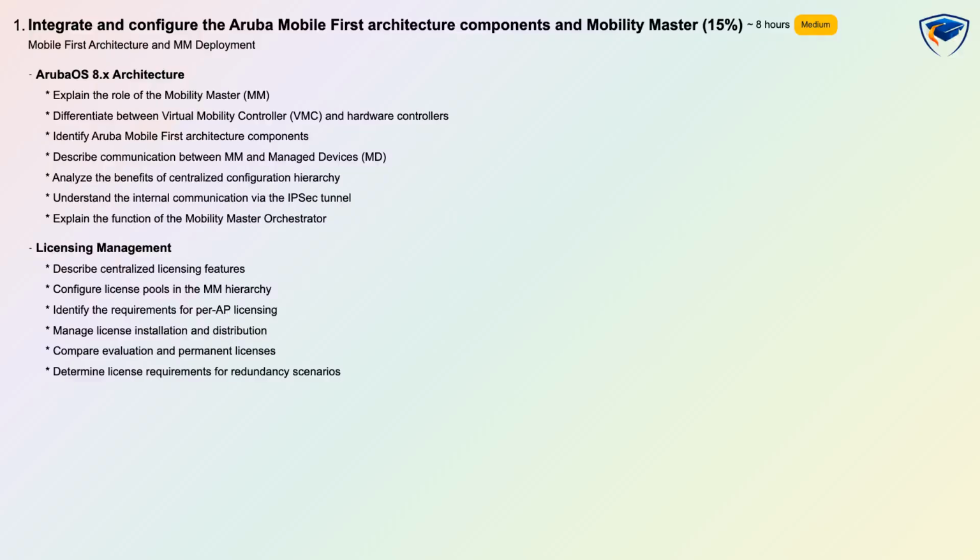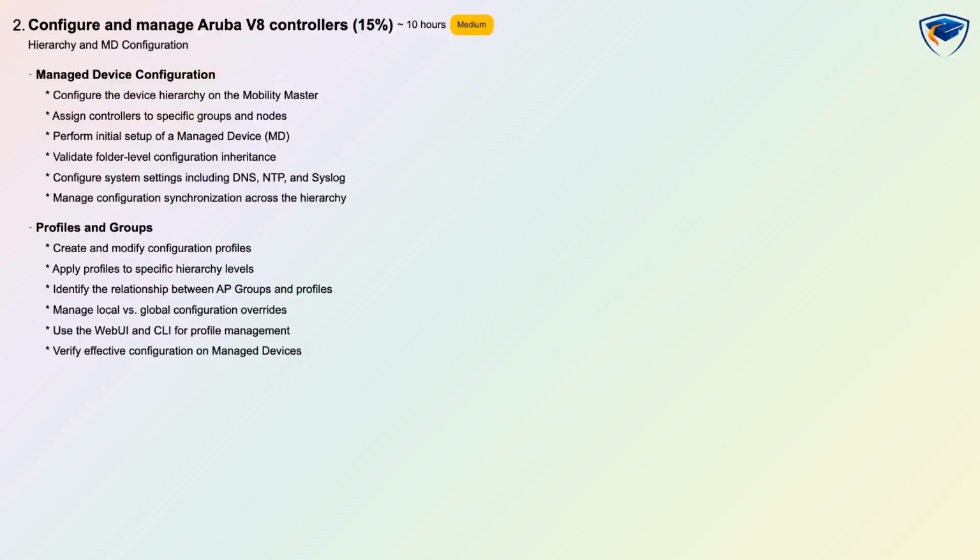Configure and manage Aruba V8 controllers is weighted 15%, rated medium difficulty, and has an estimated learning time of 10 hours with conceptual and scenario-based assessment. You will master device hierarchy and folder-level configuration inheritance on the Mobility Master, assign controllers to groups and nodes, and perform initial managed device setup while validating configuration synchronization. The domain also teaches profile and group management, how AP groups relate to profiles, and using both Web UI and CLI to apply global or local overrides and verify effective configurations.